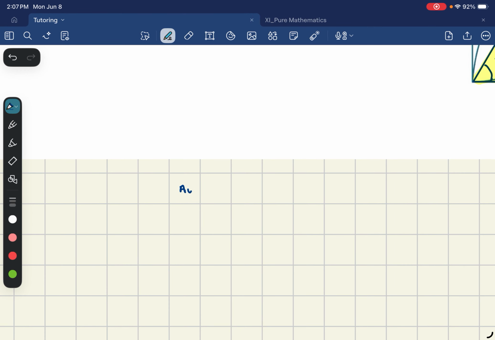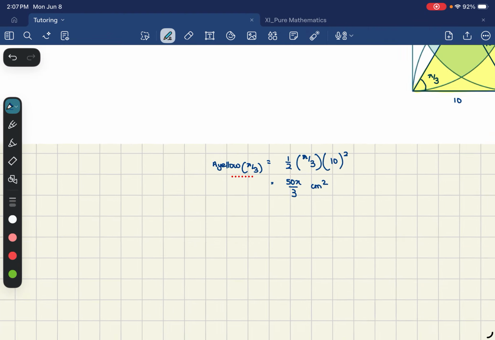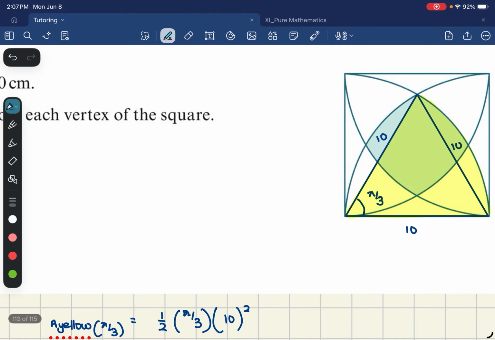So area of that yellow sector is going to be, so I'm going to write the angle. It's pi by 3, right? It's half. The angle is pi by 3. The radius, remember, is 10 squared. And if you simplify everything, you will be getting 50 pi over 3 centimeters squared. All right. So if 10 squared is 100, 100 divided by 2 is 50, 50 pi over 3 centimeters squared. That is the area of the yellow sector.